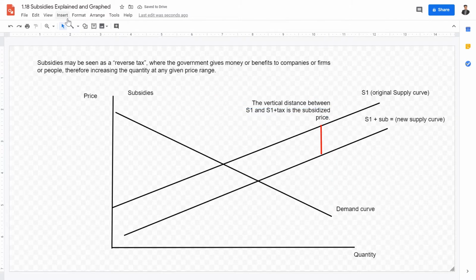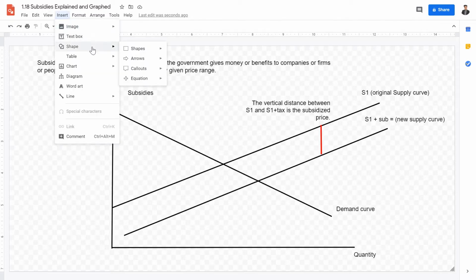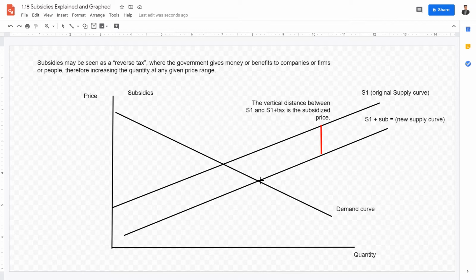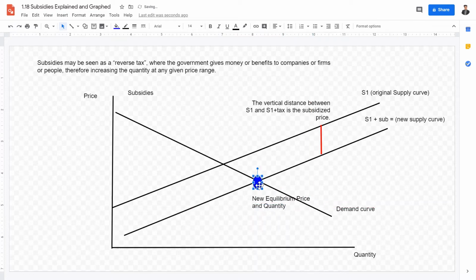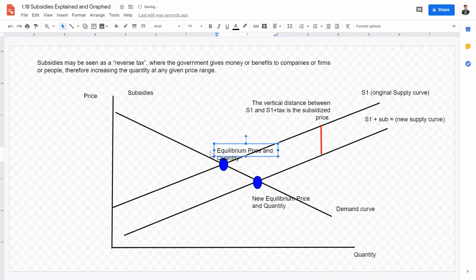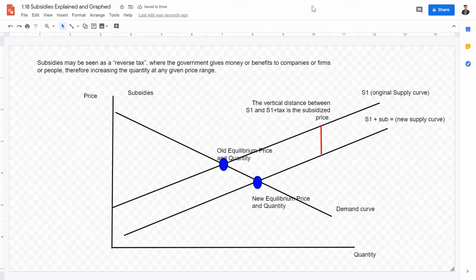Now, let's identify some points and some major events within the graph. What is this blue dot right here? This blue dot is the new equilibrium, price and quantity. Now, of course, this is the old equilibrium, price and quantity. So we can see a shift, a decrease in price and an increase in quantity. Now that we have these two points, what can we do?